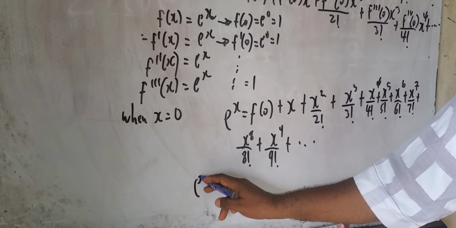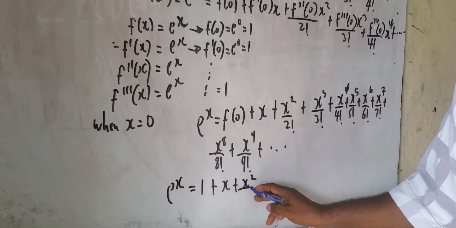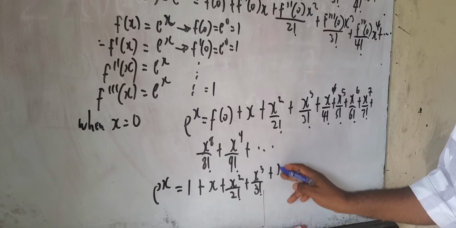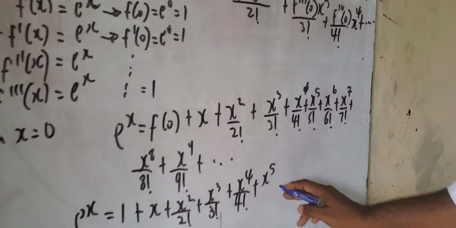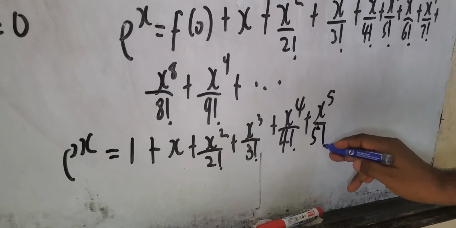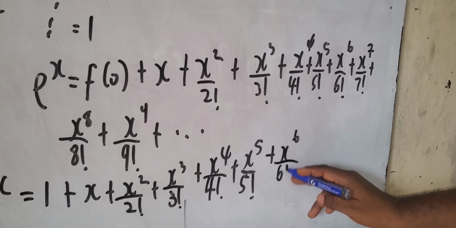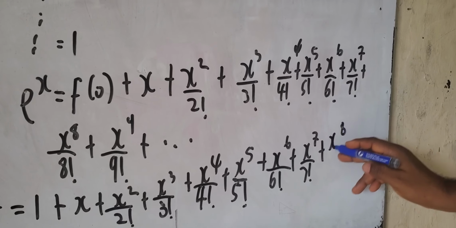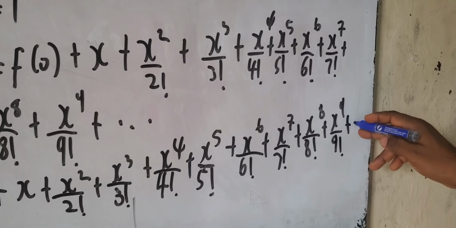So my e raised to power x is now written as 1 plus x plus x squared all over 2 factorial, plus x cubed all over 3 factorial, plus x raised to power 4 over 4 factorial, plus x raised to power 5 over 5 factorial, plus x raised to power 6 over 6 factorial, plus x raised to power 7 over 7 factorial, plus x raised to power 8 over 8 factorial, plus x raised to power 9 over 9 factorial, plus, and so on and so forth.